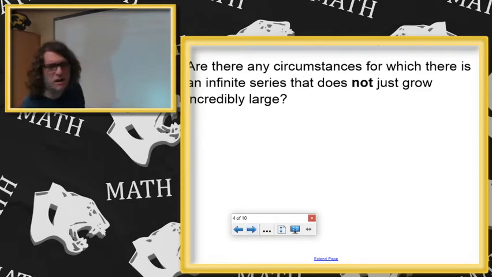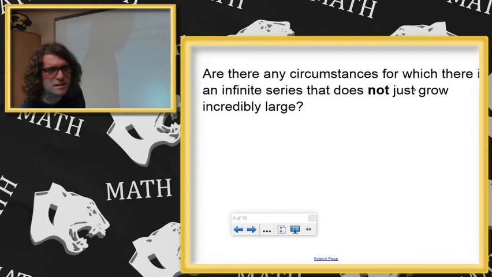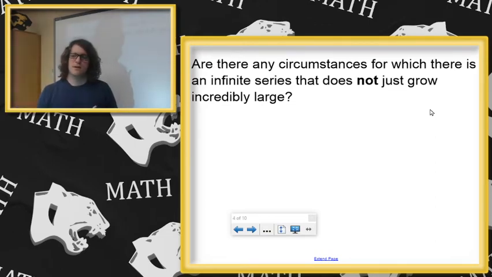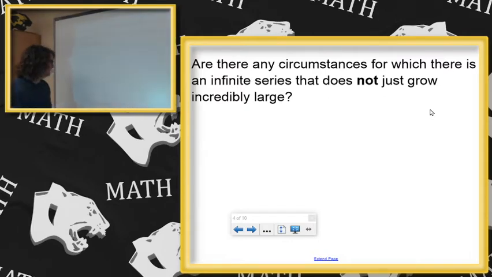So are there any circumstances for which it wouldn't just be this nonsense infinitely large number? So what I want you to do is take a pause, pause me if you want, and think about it. I'll help whittle it down a little bit. We're going to look at geometric. Specifically for a geometric series, what could you do that would cause that geometric series to not just get super duper duper large? All right, I'm going to keep going, but hopefully you've given that a little bit of thought.